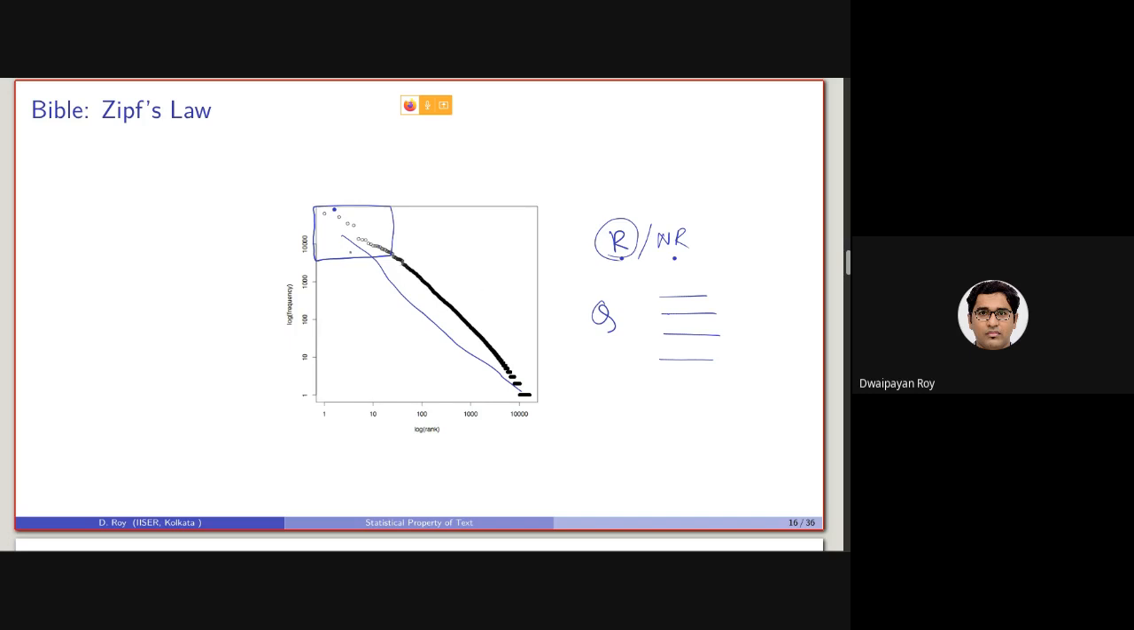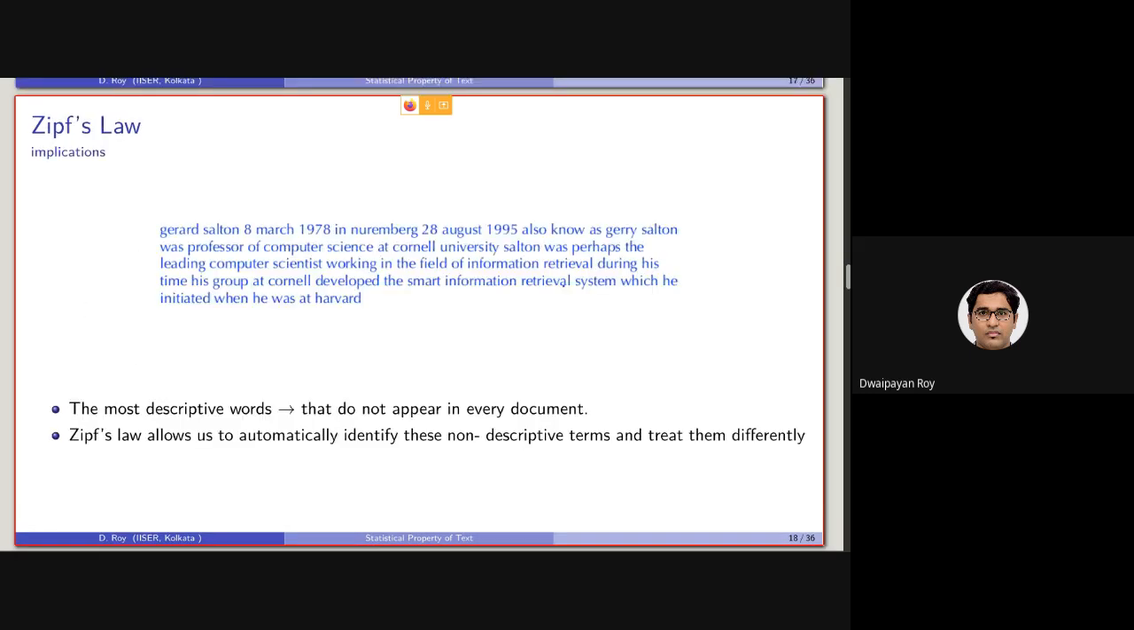Now, if we end up with a set of terms which are very common, which are almost always occurring in all the documents in the collection, they are basically the common terms, the stop words. So we can simply exclude them. Basically, they are not descriptive. That's why we can exclude them.